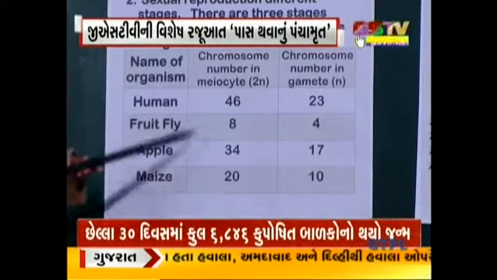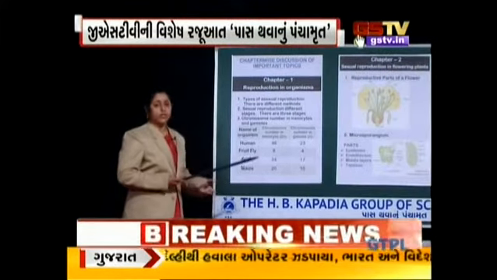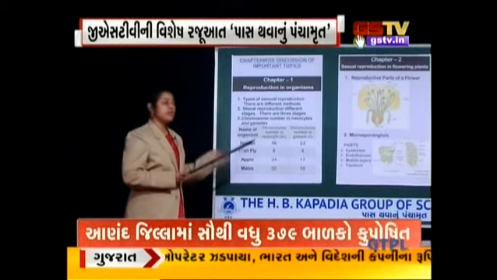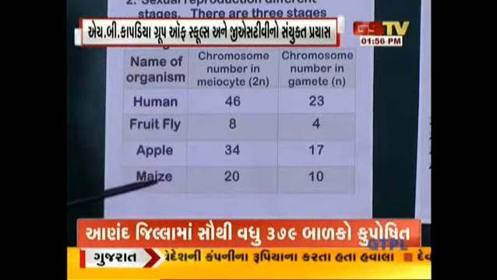So you have to learn any one, and depending on the question, if the meiocyte number is given, then you halve it and you will get the chromosome number of the gamete.